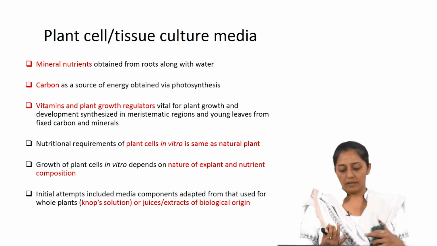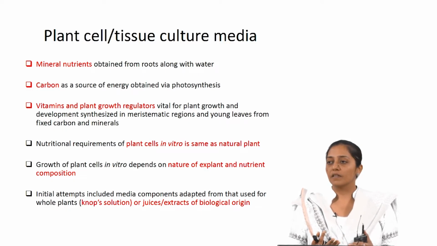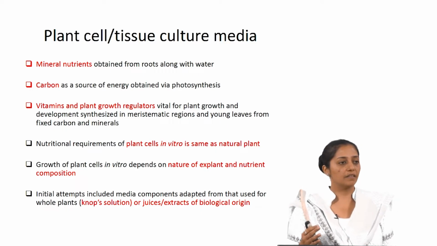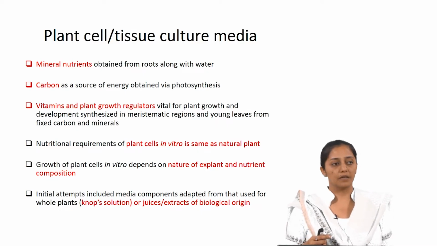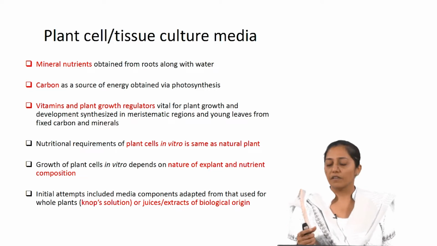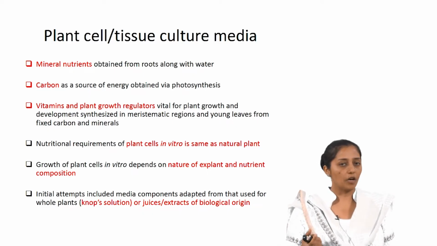We all know that any kind of living cells would be needing a carbon source and mineral nutrients. Now whole plants take their mineral nutrients and water from the soil, but how is it different in plant cell and tissue cultures? Generally in whole plants, vitamins and plant growth regulators are synthesized at the meristematic regions or in young plants.